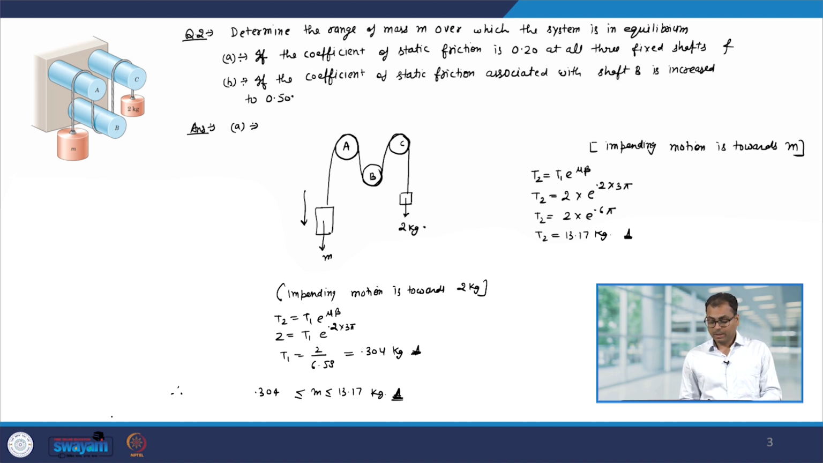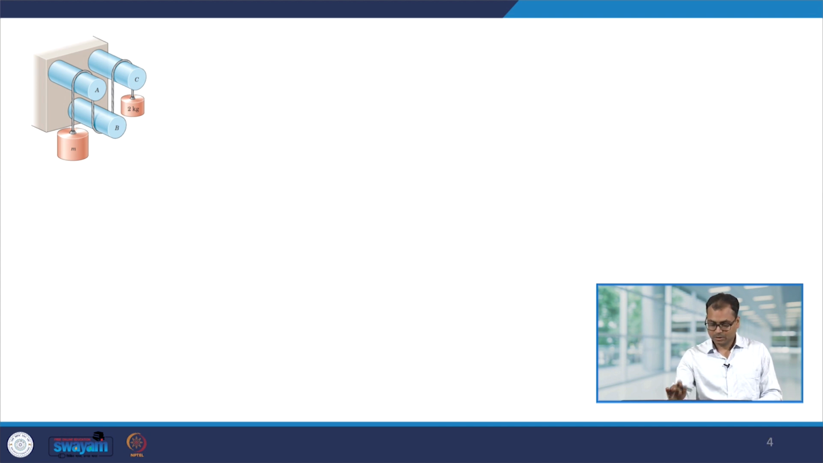Now, in part B, it has been asked to again find out the range of masses for which the equilibrium is there, but now the static friction associated with shaft B has been increased to 0.5. The friction with shafts A and C remains 0.2. Okay. So, let us look at part B.